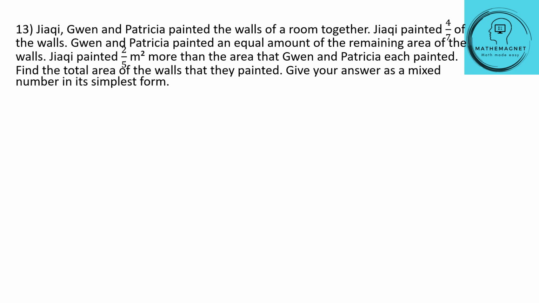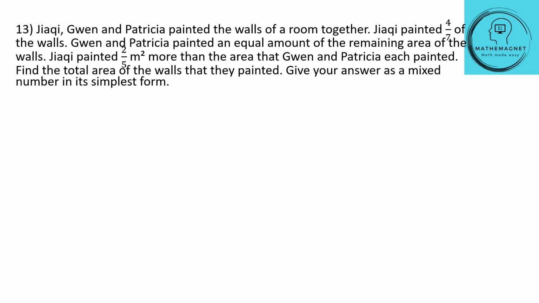Let's look at the next question. Jiaqi, Gwen and Patricia painted the walls of a room together. Jiaqi painted 4 by 7 of the walls. Gwen and Patricia painted an equal amount of the remaining area of the walls. Jiaqi painted 2 by 5 meters square more than the area that Gwen and Patricia each painted. Find the total area of the walls that they painted. Give your answer as a mixed number in its simplest form.